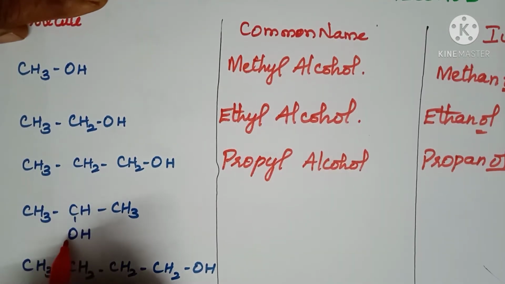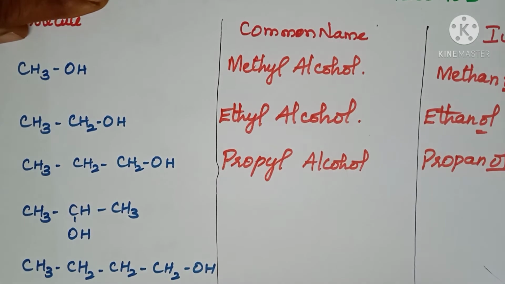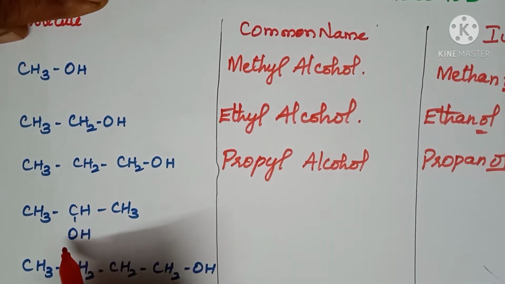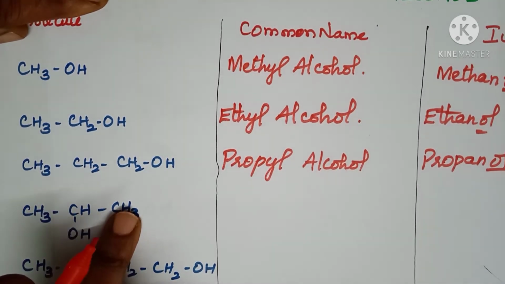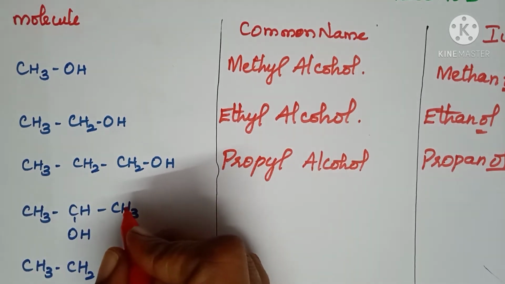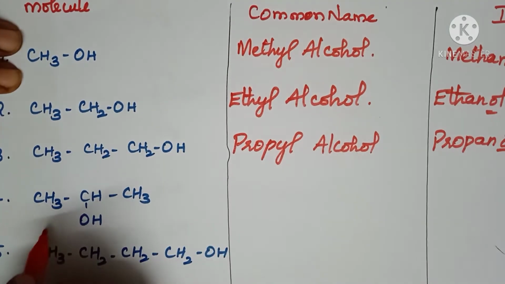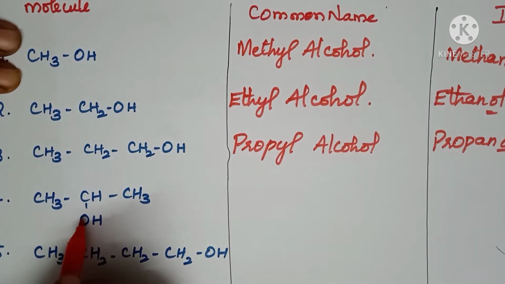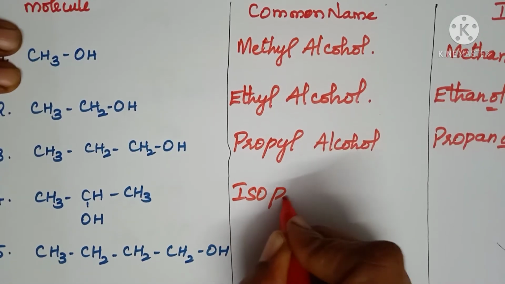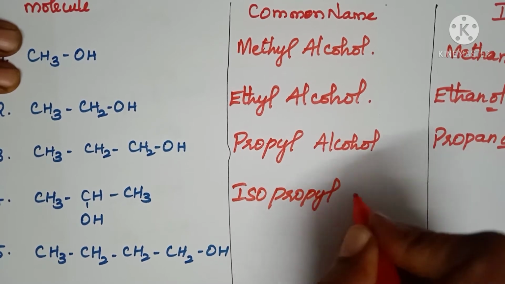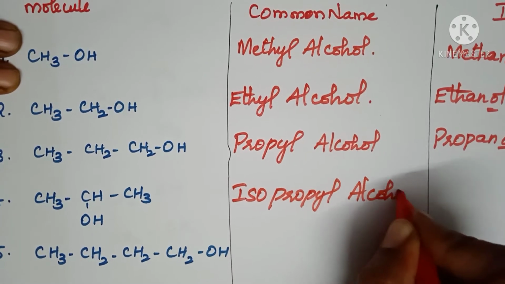As I already told in the last video, CH2OH is a primary alcohol and CHOH is a secondary alcohol. So how can you get the name? In this, how many carbons are there? 1, 2, 3. 3 carbons. In that propyl, the OH group is on the second carbon. So iso, this is the common name: isopropyl alcohol.